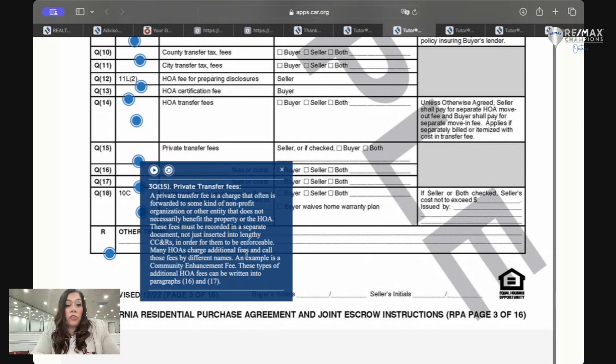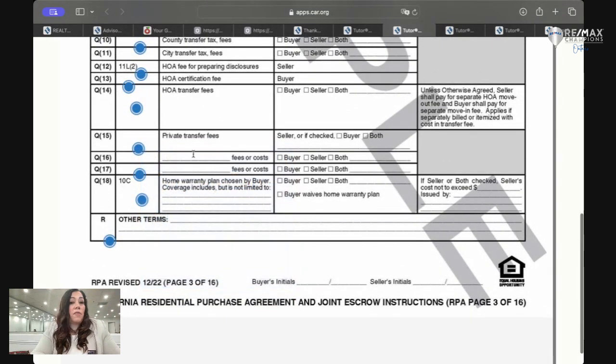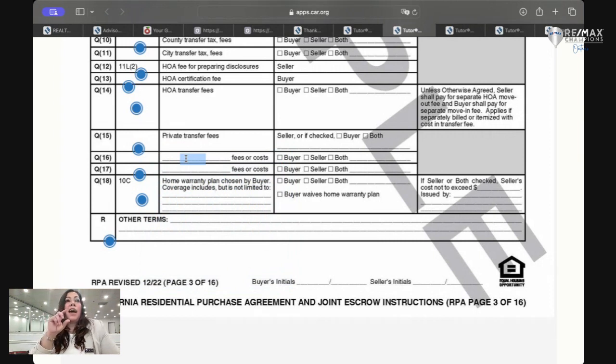Many HOAs charge additional fees and call those fees by different names. An example is a community enhancement fee. These types of additional HOA fees can be written into paragraph 16 or 17 if there are additional fees. Have you guys ever seen that? Where I've seen it the most is, I want to say, Lake Elsinore and Corona, where their particular HOA has an enhancement fee, and it's like $1,500 in order for the buyer to join that HOA. Have you seen that? Some agents know that it's there, some agents don't know.